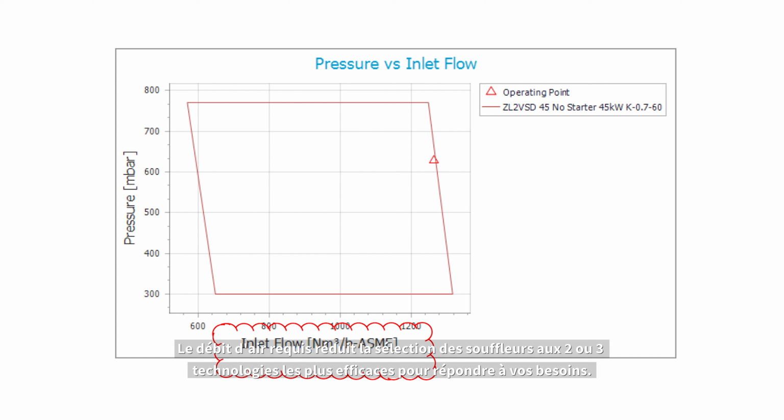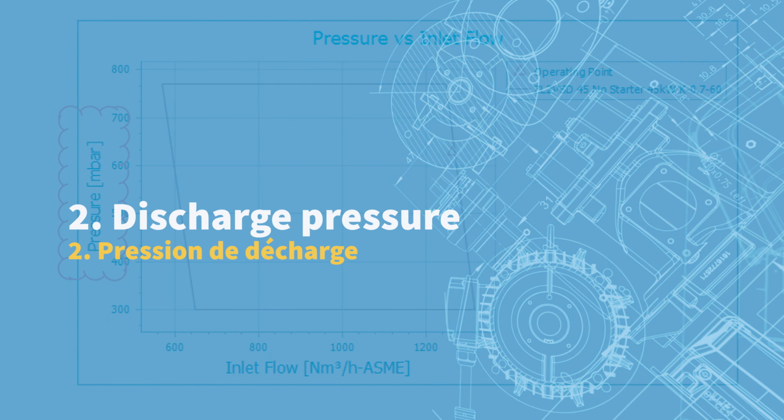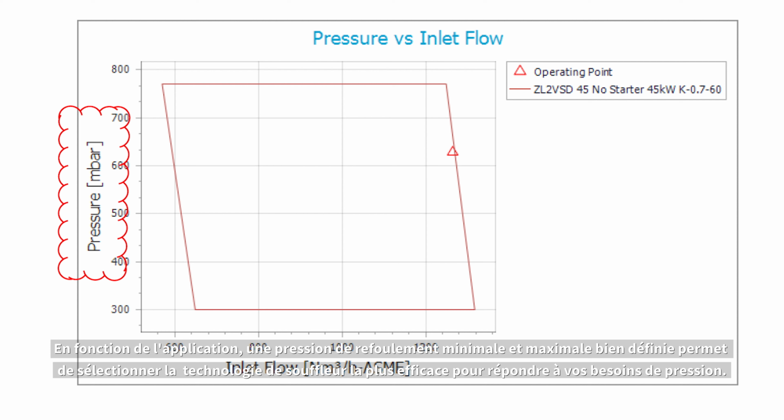First criteria is airflow. Your required airflow narrows the blower selection to the most efficient 2 or 3 technologies meeting your requirements. Second criteria is discharge pressure. Depending on the application, a well-defined minimum and maximum discharge pressure helps selecting the most efficient blower technology meeting your pressure requirements.